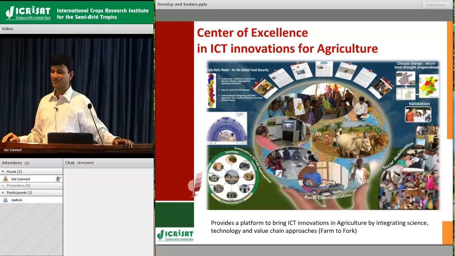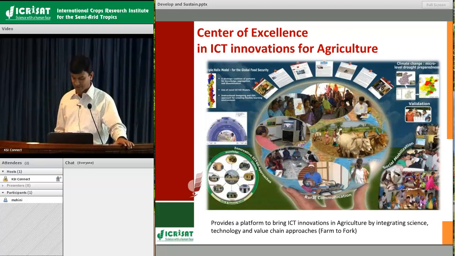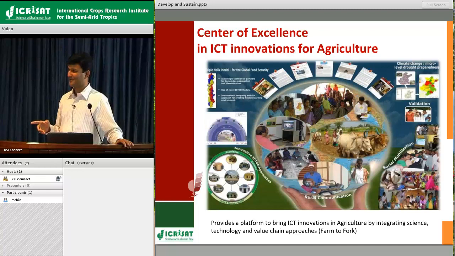That's why we set up a small lab that provides a platform to bring science, technology, and value chain approaches together, to create a more financially sustainable model. We say farm to fork, because farm is the moment you sow some seeds, till the food gets to your dining table, whatever that may be. It covers all these areas.